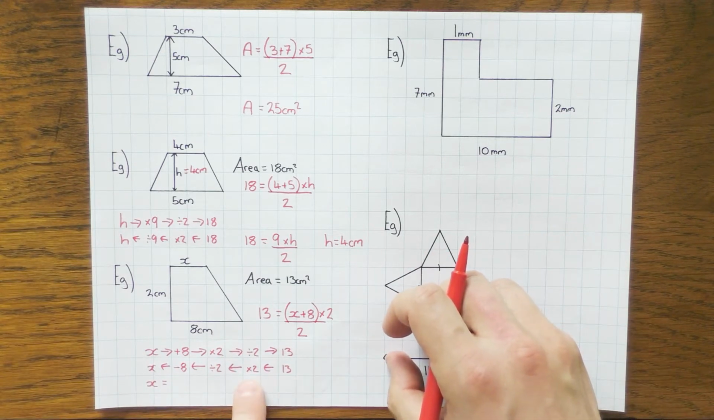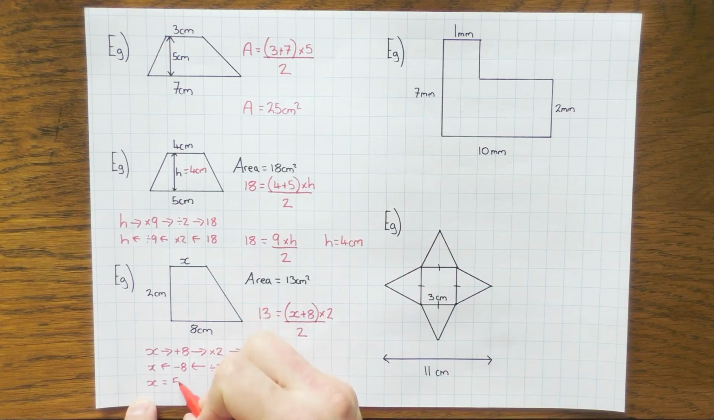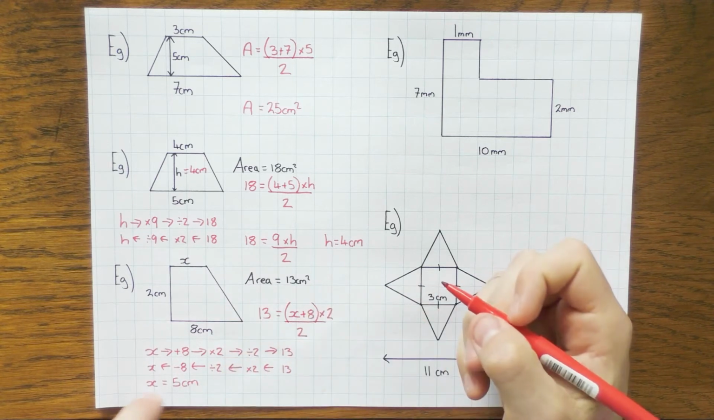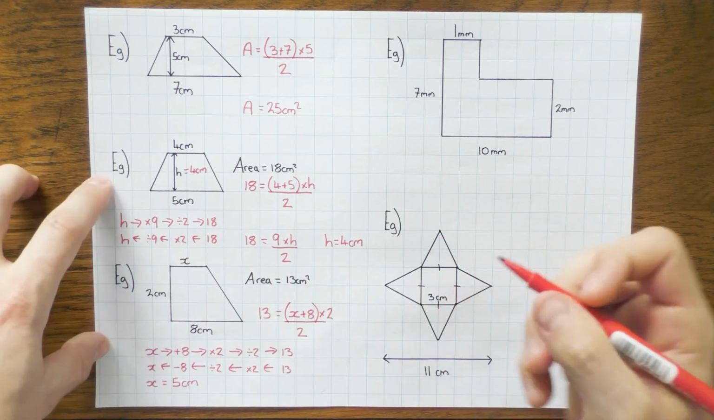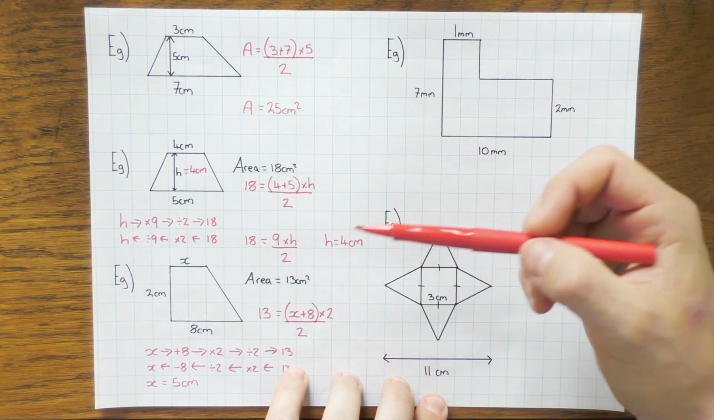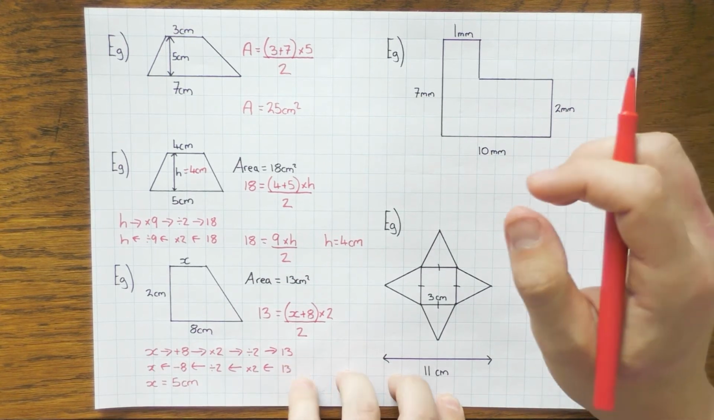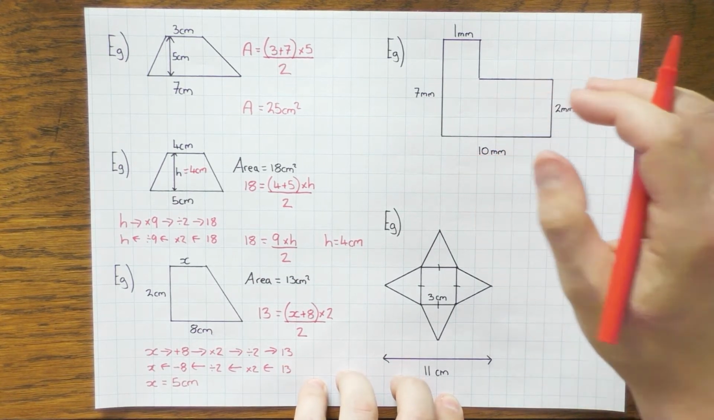So 13 times by 2 is 26, half it is 13, and then 13 take away 8 is 5. And of course, substitute it back in and you can check it works. Okay, so there's some of the basic formulas and ways to use the basic 2D shapes and how you can go back once you've been given the area.